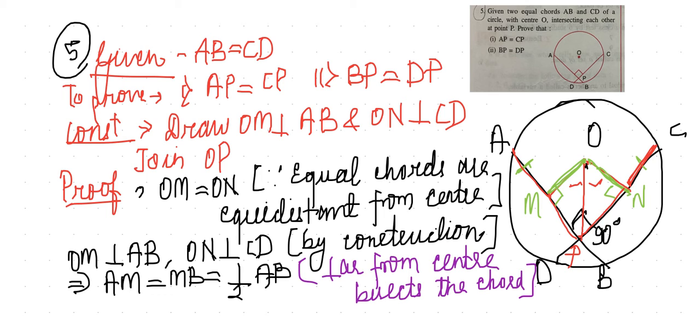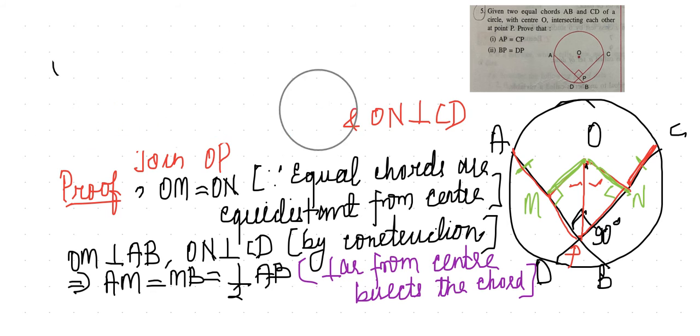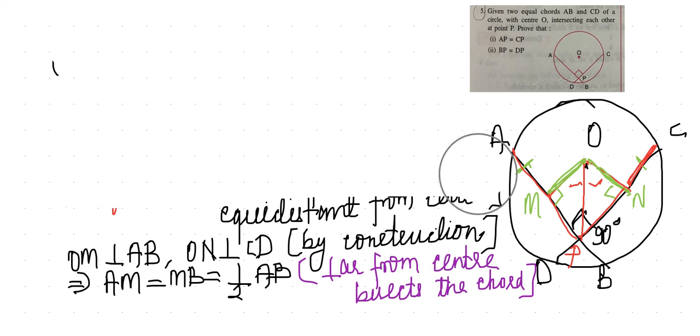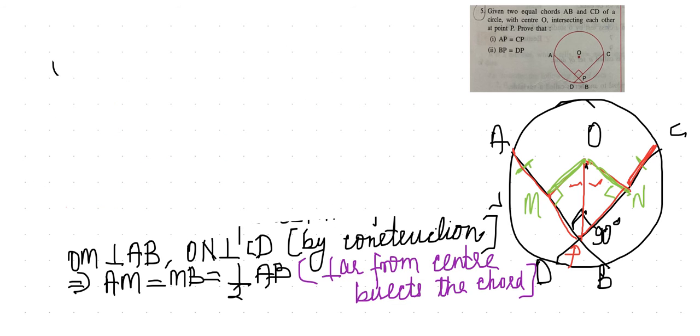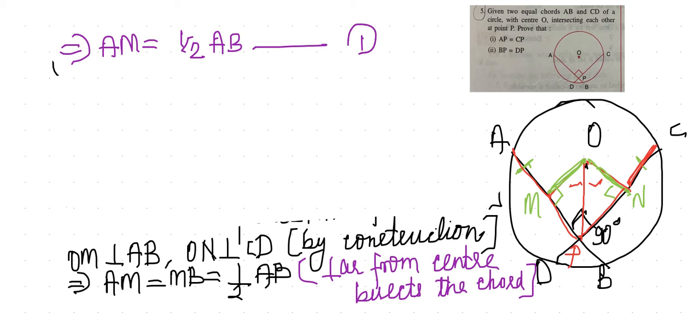Okay, so are you going to take this as any equation? Yes, you are going to take this as an equation. So what will you be writing? You will be writing, this implies that AM will be equal to half AB. I am going to take this as equation number 1.